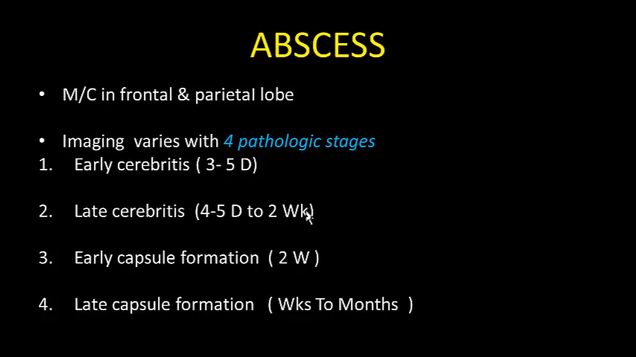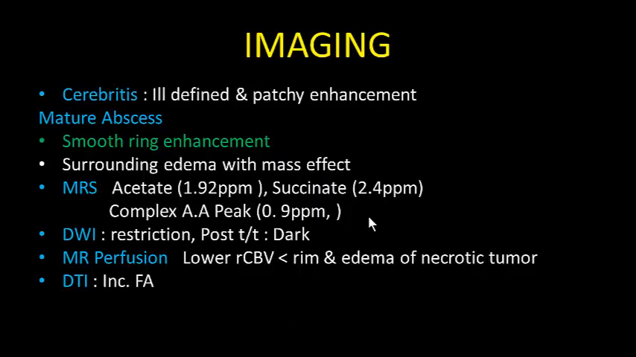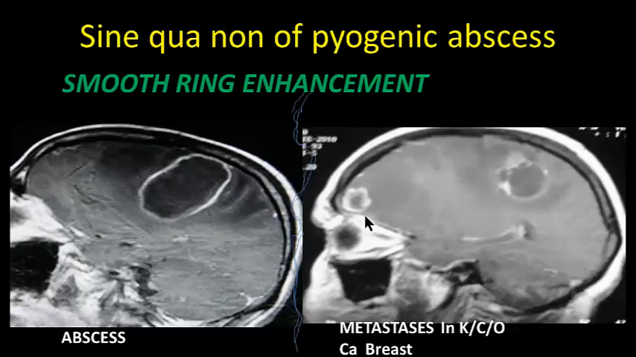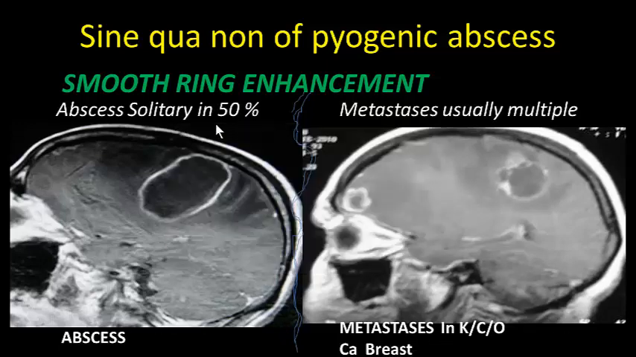An abscess formation is most common in the frontal and the parietal lobe, and imaging varies with the pathological stages, whether it is an early cerebritis or a late cerebritis, early capsule formation or a late capsule formation. As you see here, the sine qua non of a pyogenic abscess is a smooth ring enhancement, and that's differentiated from metastasis, which is usually multiple and the rim is very irregular.